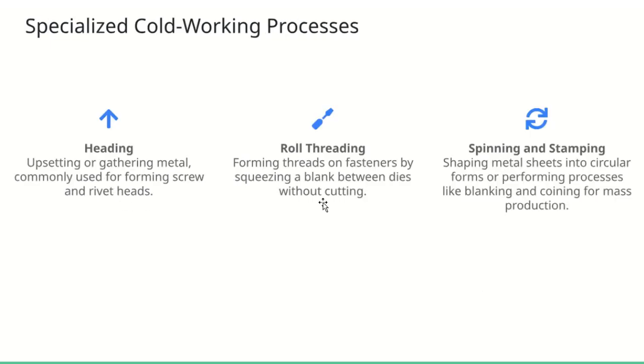Specialized cold working processes include heading: upsetting or hardening metal, commonly for forming screws. You can see the nails and screws; the head of the screw and the head of the nail is formed by the process called heading. Roll threading forms threads on fasteners by squeezing a blank through dies without cutting. The threads on your screws are made by this process. And spinning and stamping shape metal sheet into circular forms, and forming processes like blanking and coining are used for mass production.